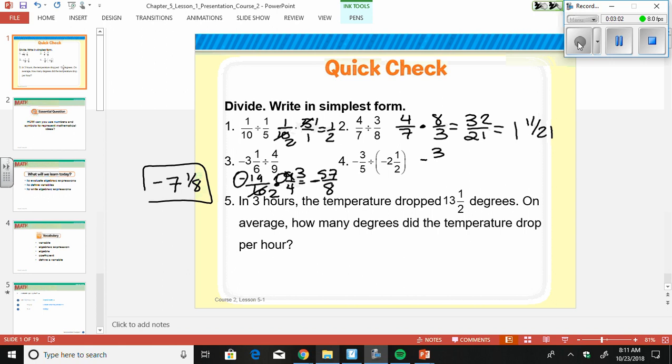We get negative 3/5 divided by negative 5/2. So that's negative 3/5 times negative 2/5. And there's nothing to cross reduce, so we get negative times negative is a positive. 3 times 2 is 6. 5 times 5 is 25, and we leave it at 6/25.